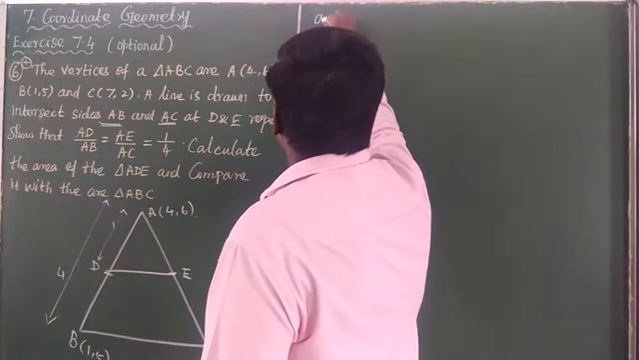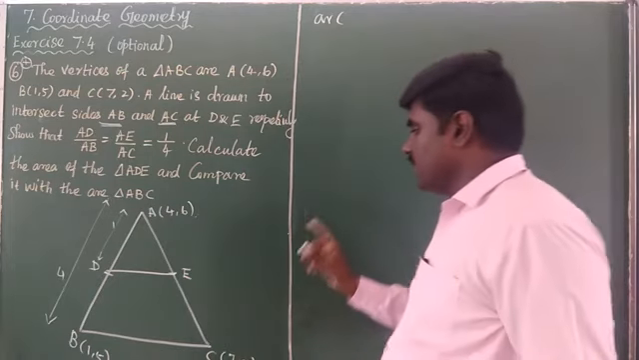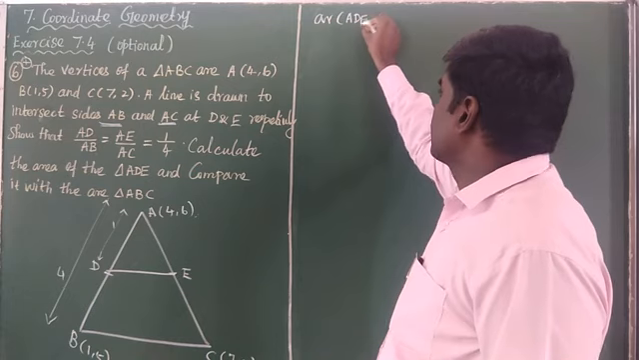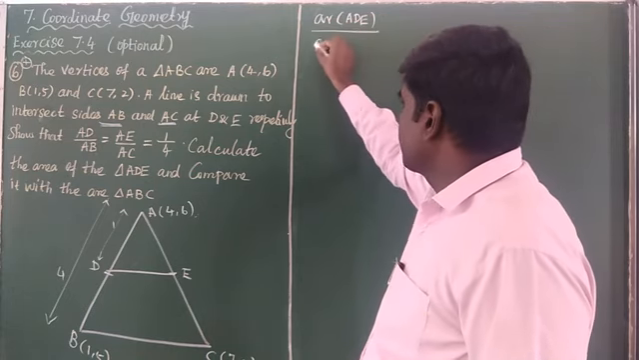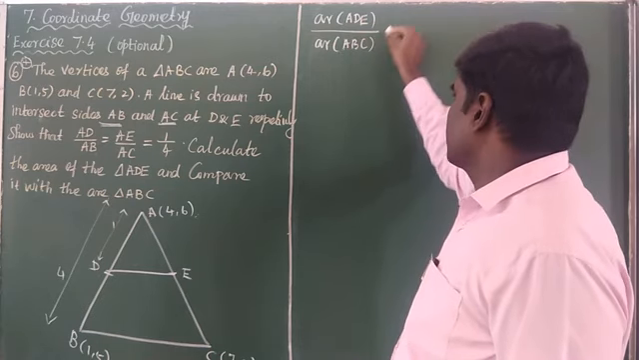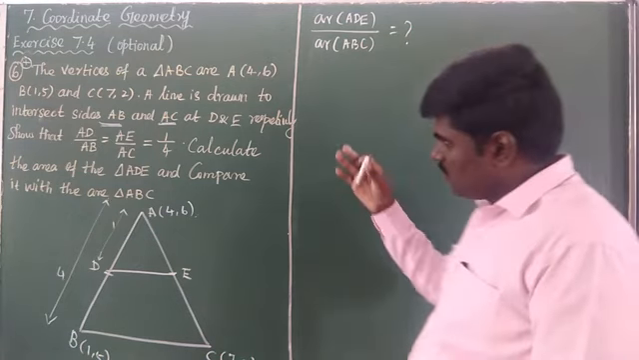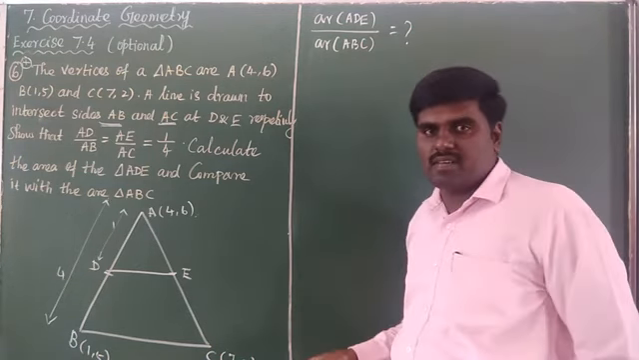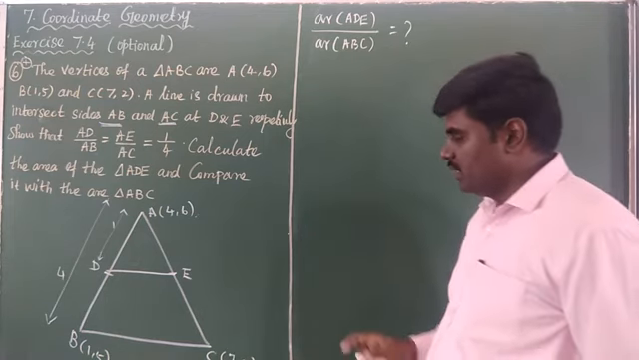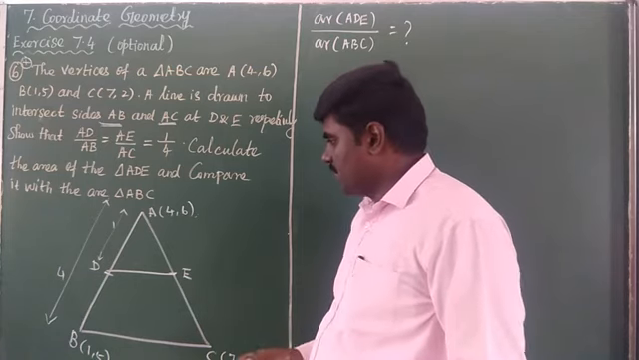The area of the triangle ADE divided by the original area of the triangle ABC, what's the ratio? You are asked this. There are many methods available to solve this question, but I will use the simple method. See, using the triangle chapter concept, it's simple.